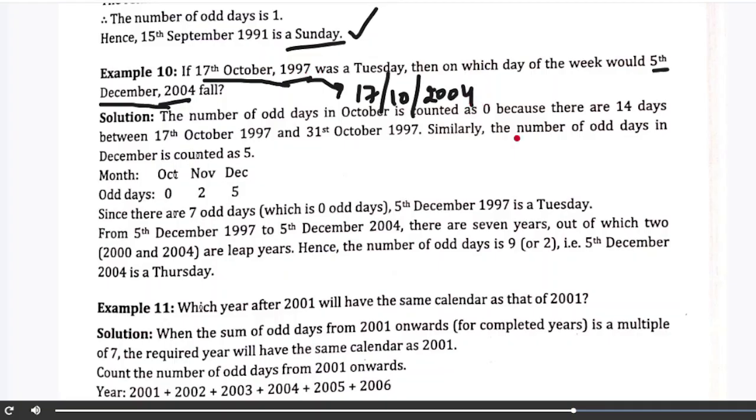Now, from 97 to 2004, there are 7 extra days. How many leap years do we get? 2000 and 2004 also, because February 29th, 2004 has gone. Now, those are the years: 7 plus 2, 9.